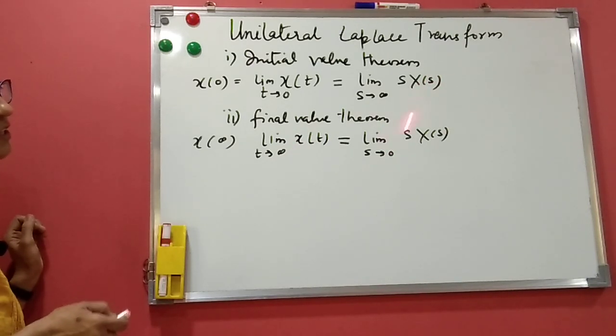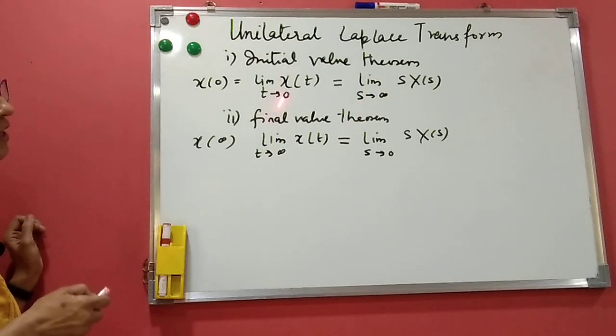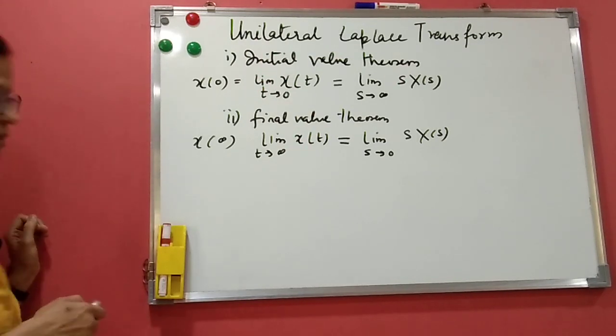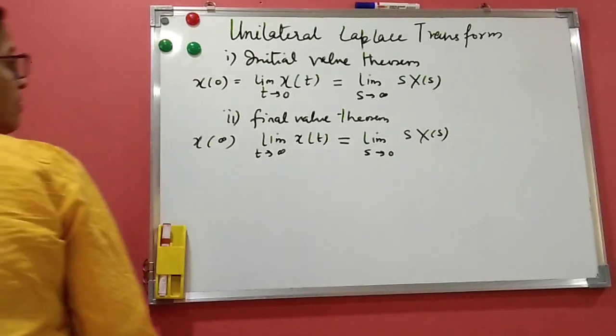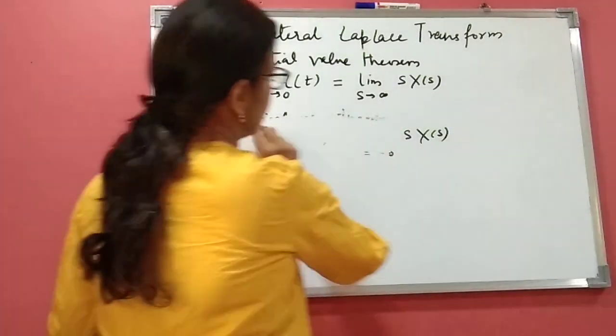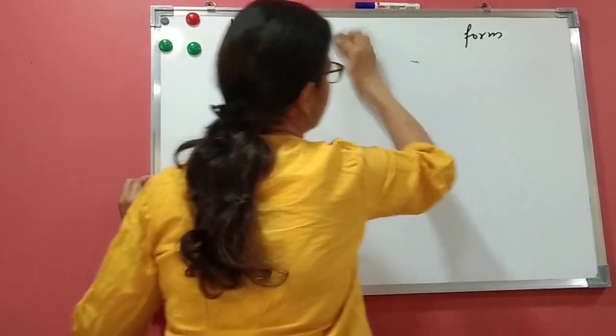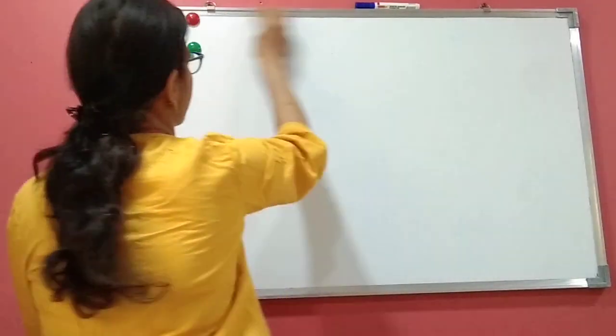So if X(s) is given and we do not have x(t), even then we can find the initial and the final value. We will be solving some sums on this initial value, final value and the differentiation property of unilateral Laplace transform. Okay, I hope it's clear now. So we'll solve some problems on this. So this is the initial, final and differentiation property of unilateral Laplace transform.